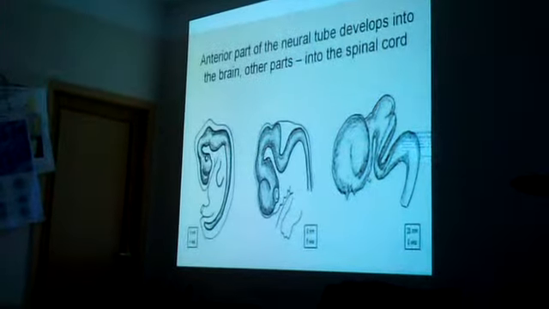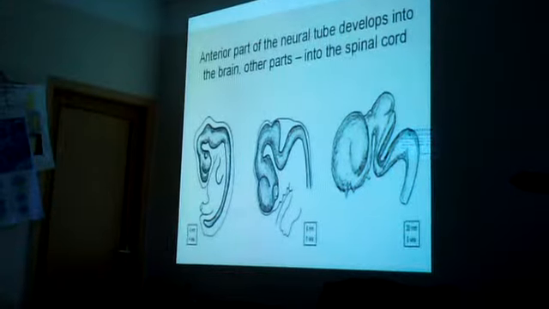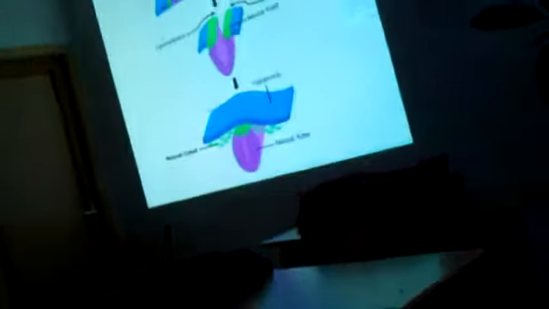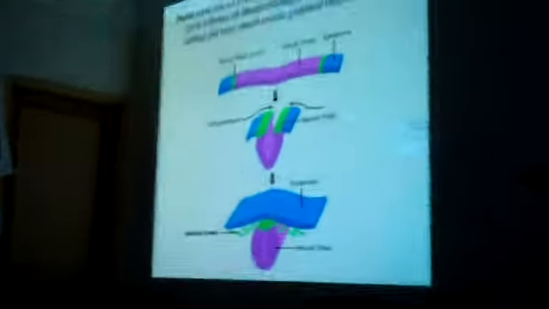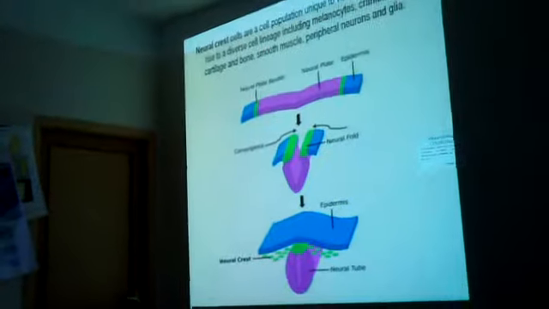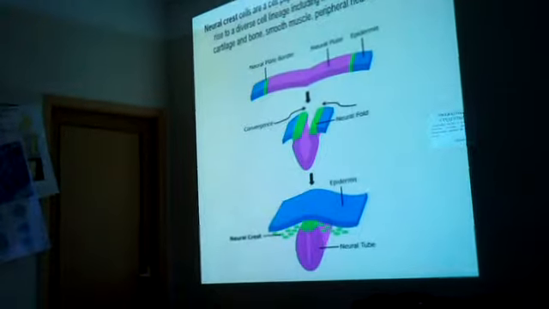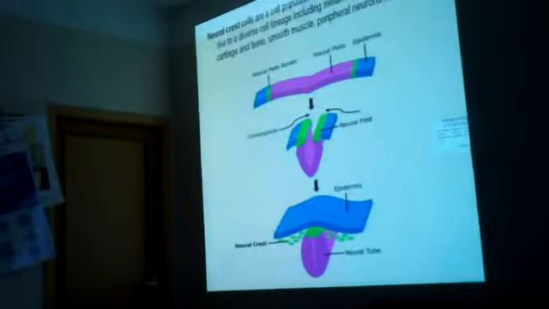Then later, the anterior part of the neural tube forms the brain. An interesting part of the ectoderm is the neural crest. The neural crest is a group of cells that do not form skin or CNS. They form the peripheral nervous system. They migrate to the periphery, and they form peripheral glands, hair and others, and also melanocytes, pigment cells. Very interesting, the neural crest.